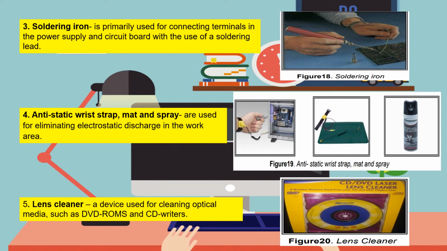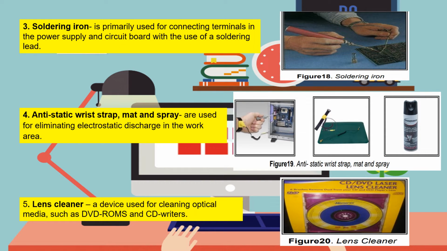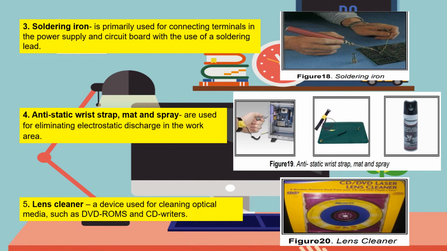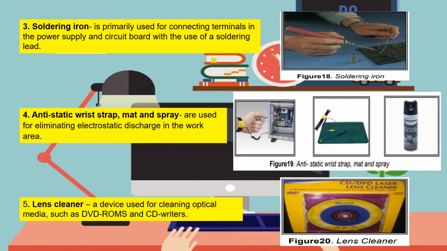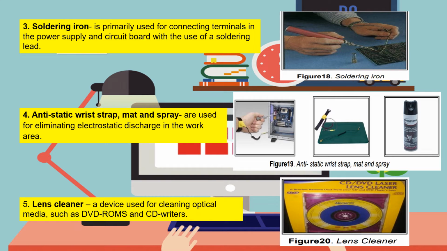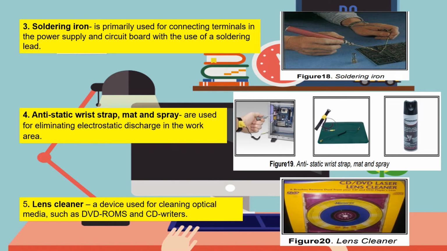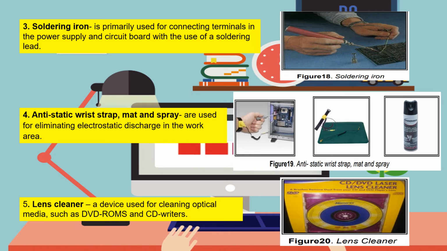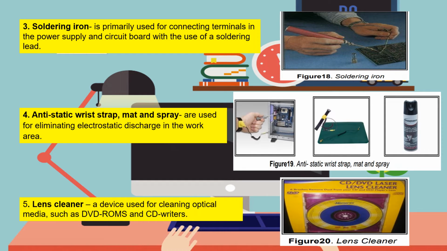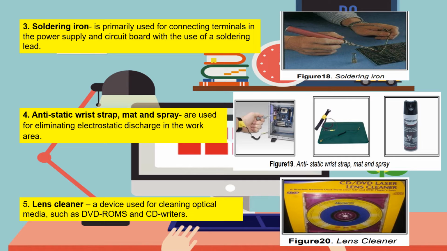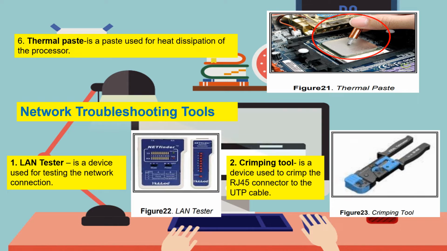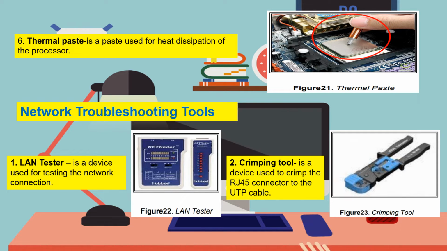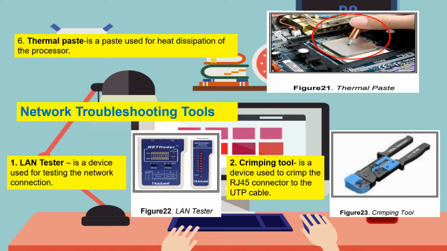Number 3. Soldering iron is primarily used for connecting terminals in the power supply and circuit board with the use of a soldering lead. Number 4. Anti-static wrist strap, mat, and spray are used for eliminating electrostatic discharge in the work area. Number 5. Lens cleaner, a device used for cleaning optical media such as DVD-ROMs and CD writers. Number 6. Thermal paste is a paste used for heat dissipation of the processor.